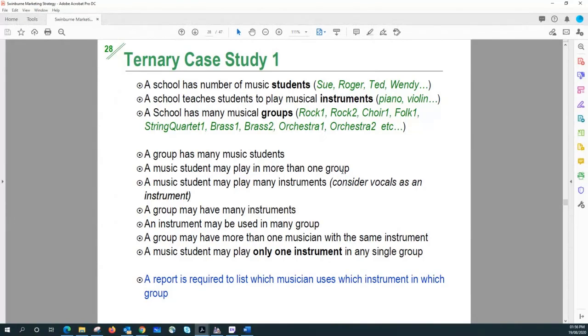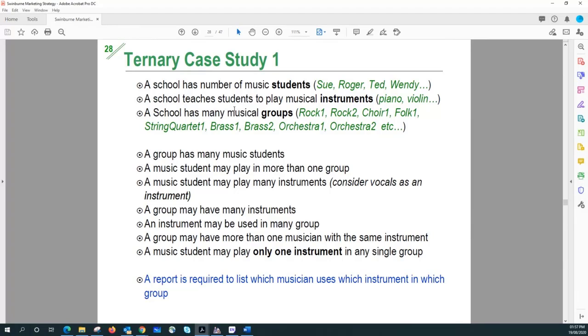Now think about this scenario. They have given this narrative for us. Let's read this narrative and try to understand it. It says a school. This is a typical school. The school has a number of music students. So we have different students, for example Sue, Roger, Ted, Wendy, maybe Molly or Liam, Chanel, etc.